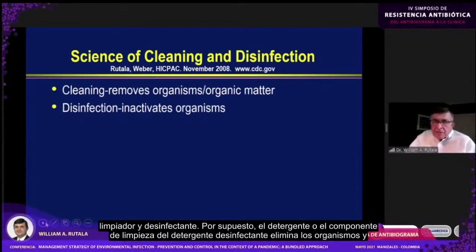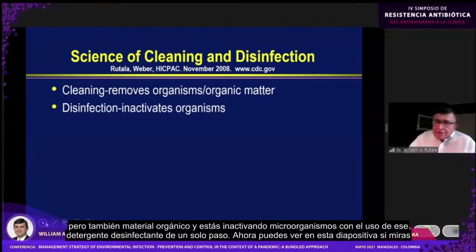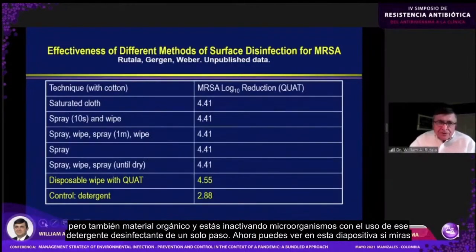Of course, the detergent or the cleaning component of the disinfectant detergent removes organisms and removes organic material. The disinfectant, of course, inactivates organisms. So when you use a disinfectant detergent, you're removing not only organisms, but also organic material, and you're inactivating microorganisms by the use of that one-step disinfectant detergent.